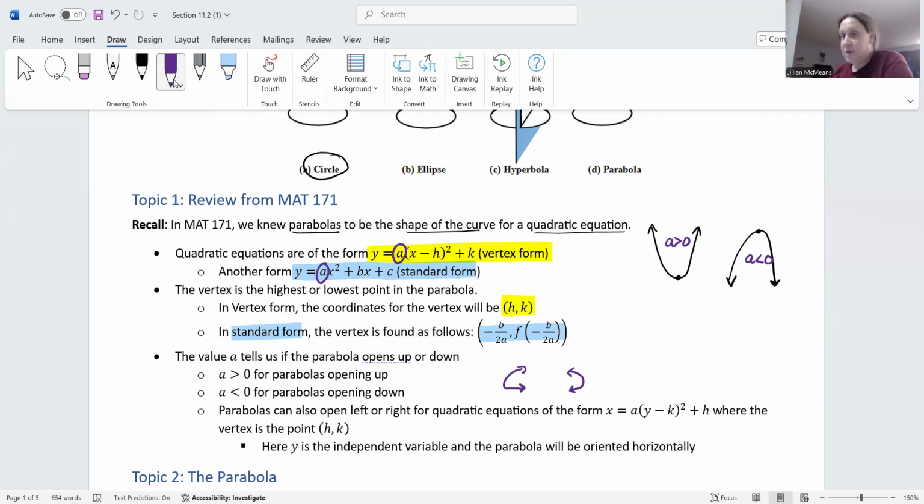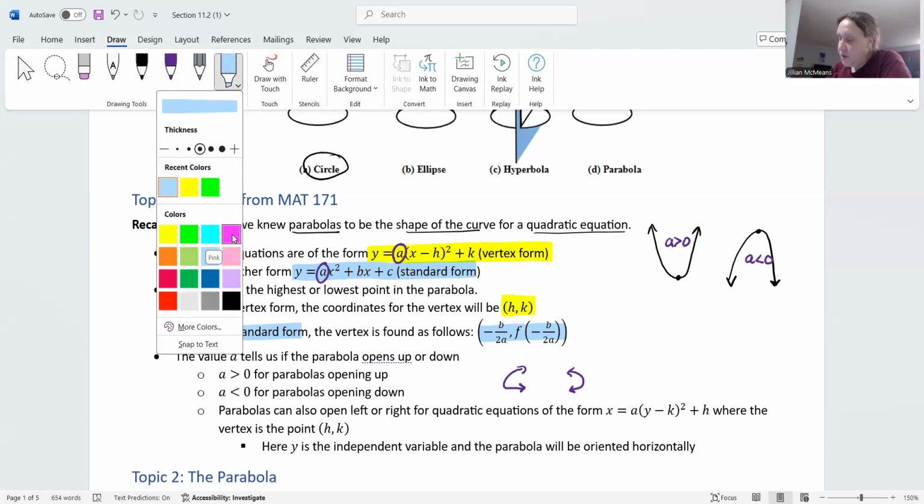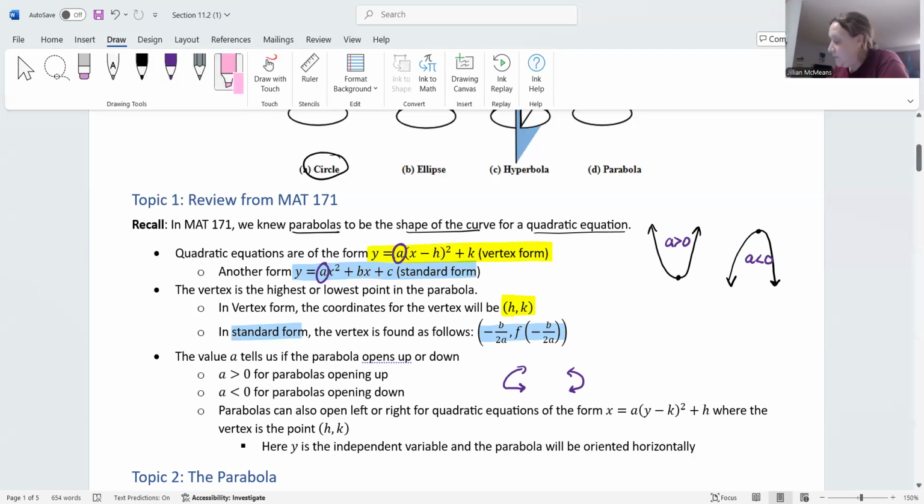And then if you have a situation like that, notice what your equation looks like. So let's do this in pink. If you did have a parabola that opens left or right, your equation was of the form x equals a, and then in parentheses, you would have y minus k quantity squared plus h. So your x and your y values kind of flip-flop. In this case, y becomes the independent variable and x becomes the dependent variable.